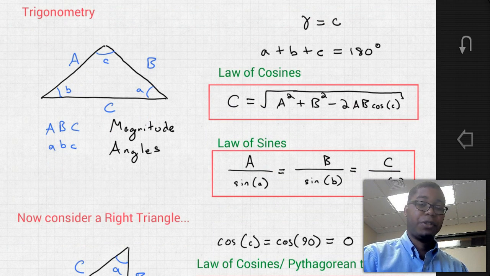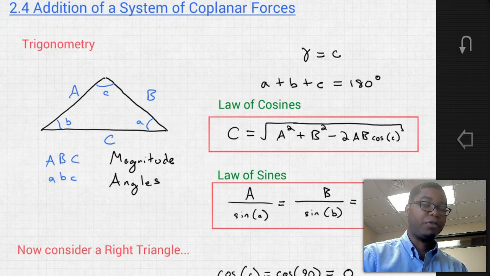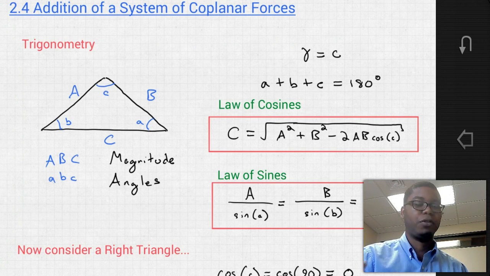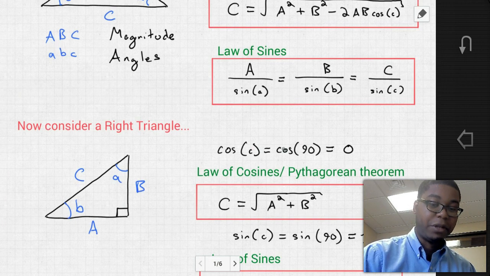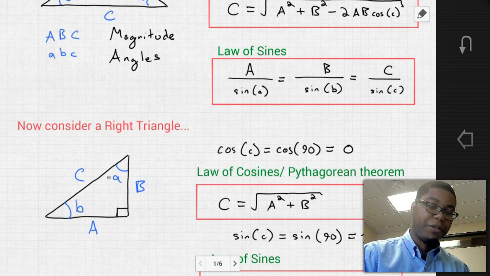Now, something else to consider is, what if we are given a triangle, but one of those angles is prescribed? So say we're given a right triangle where one of the interior angles is 90 degrees. So we have magnitudes A, B, and C. We have an angle of 90 degrees, which would have been angle C. So angle C is equal to 90 degrees, and then we have interior angles A and B.